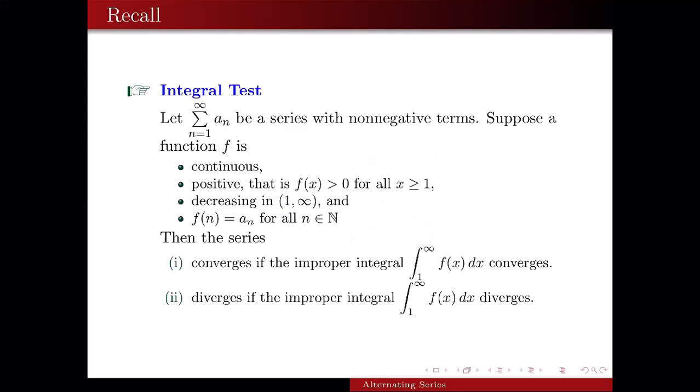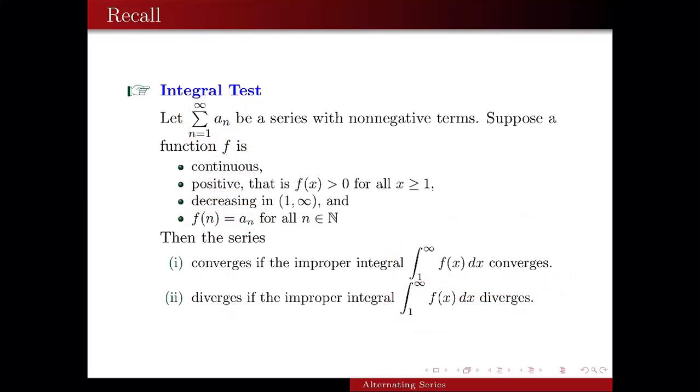And then we also learned the integral test. We have a series with non-negative terms. We have a function f that is continuous, positive, decreasing, and such that f(n) equals the terms an. Then the series is convergent if the improper integral converges. The series diverges if the improper integral diverges.